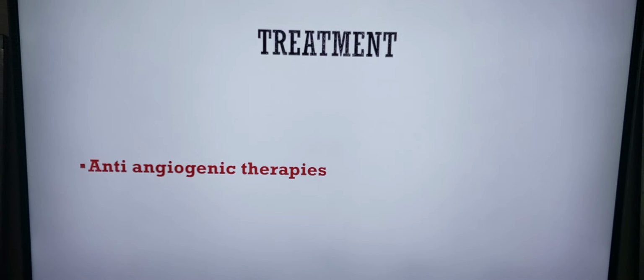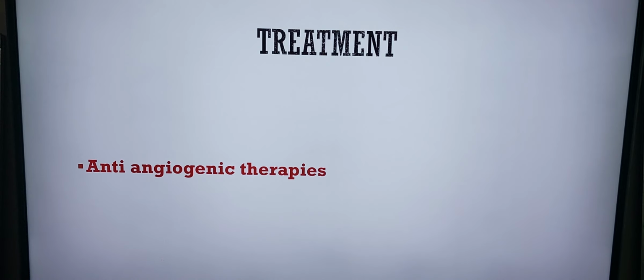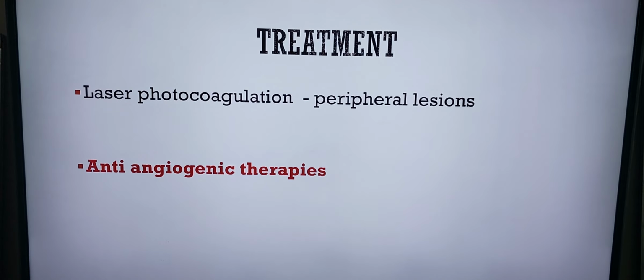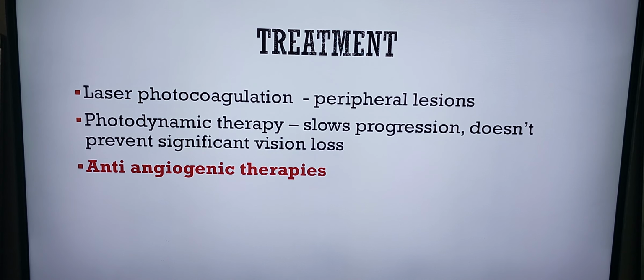Initially, laser photocoagulation and photodynamic therapy were being done. Laser photocoagulation was basically for the peripheral regions which were not involving the macula, in order to avoid damage to it. And photodynamic therapy slowed down the progression of the disease, but there were no significant improvements seen in the visual outcomes. So then anti-angiogenic therapies were proposed, and currently they are the treatment of choice.